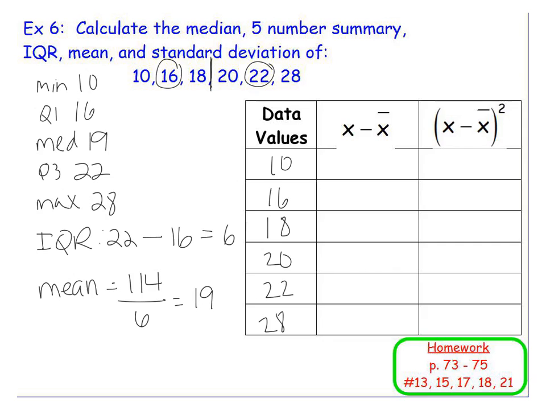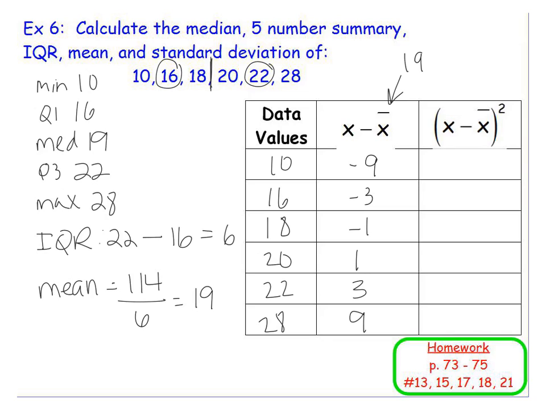This time we have to take each one of those data values and subtract 19. 10 minus 19 is negative 9. 16 minus 19 is negative 3. 18 minus 19 is negative 1. 20 minus 19 is 1. 22 minus 19 is 3. And 28 minus 19 is 9.